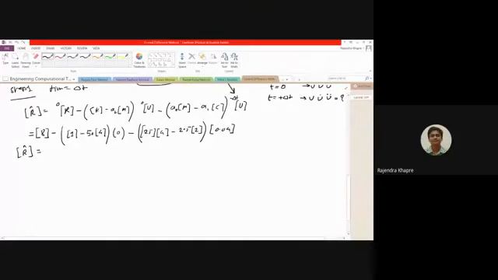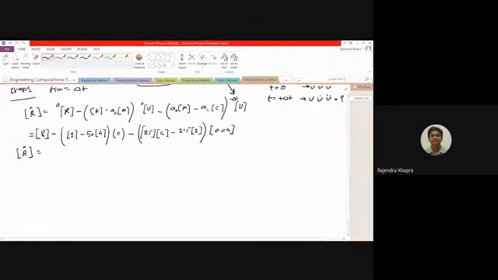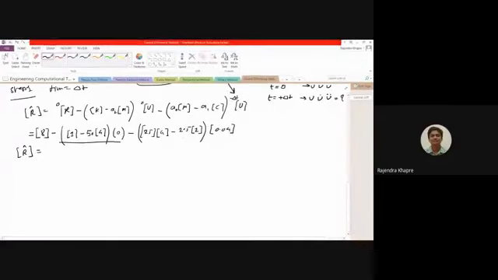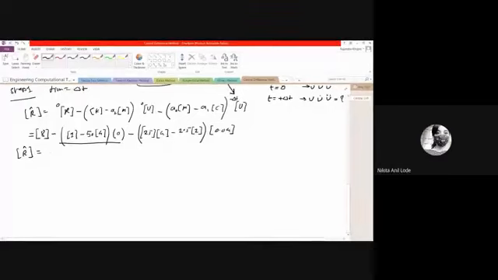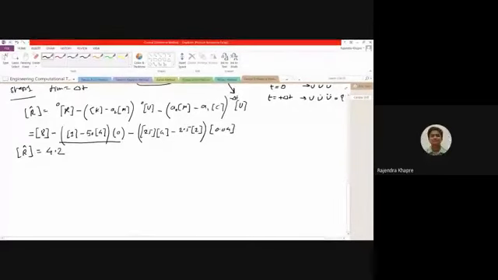This is 8 minus. So this entire term will be 0. Okay, all you have to do is do this calculation part. So 4.2, 4.2, right? Okay, so this is your 4.2. So this is the effective load vector for the first step.